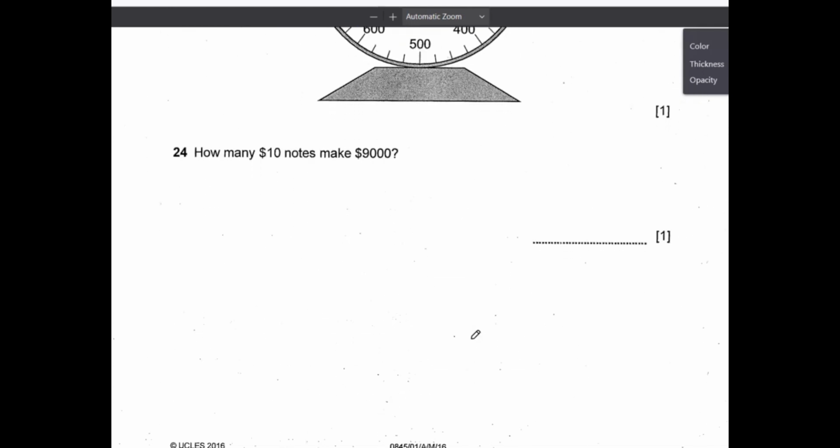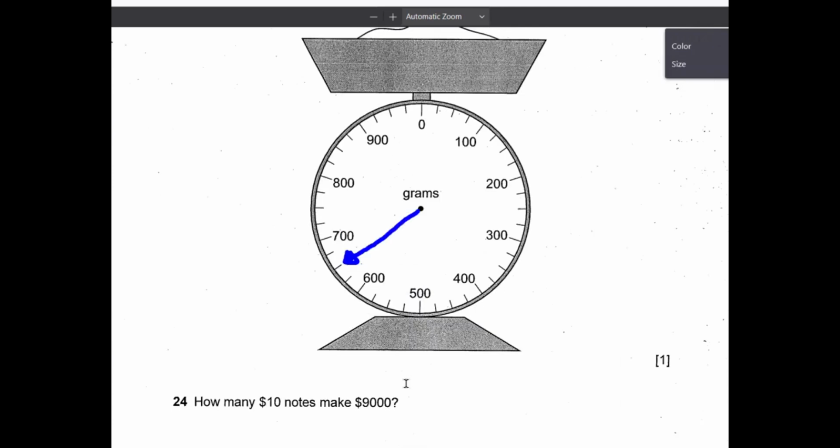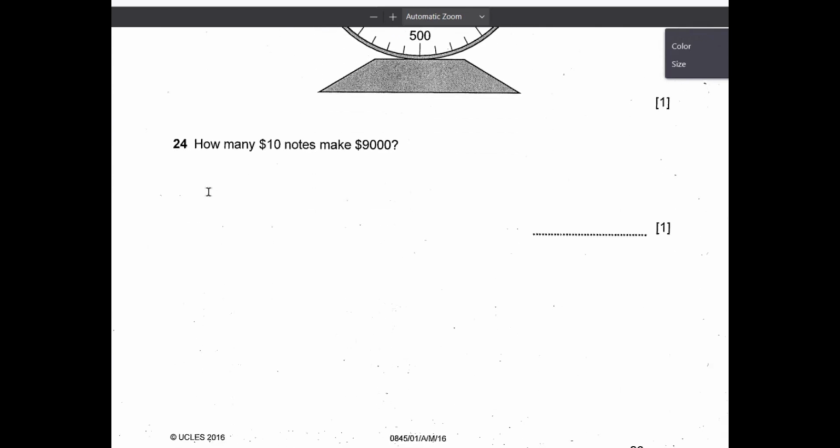How many $10 notes make 9,000? When there is such a question, it is just division. You divide 9,000 by 10, which gives you 900. But please don't write it as $900, because I'm asking how many notes. It is 900 notes. If you would like to write it, you could say 900 notes.